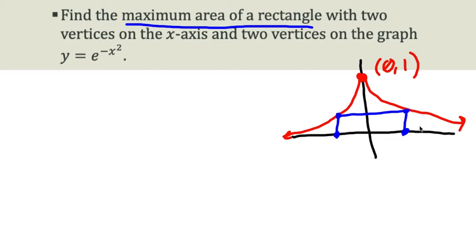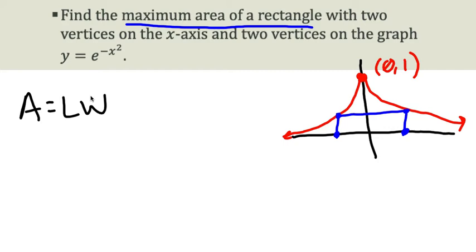So if you remember back to optimization problems, we have a primary equation that helps us solve the problem, which is the maximum area, so length times width or base times height, whatever you want to look at there. And then we have a secondary equation that will be plugged in later.